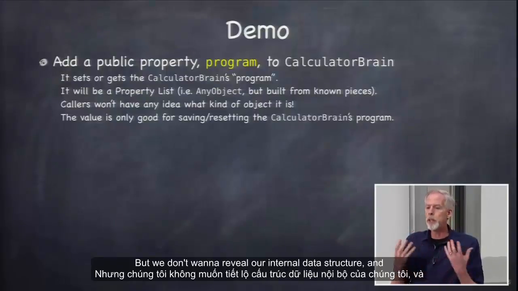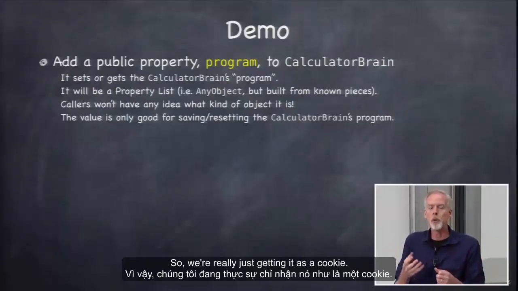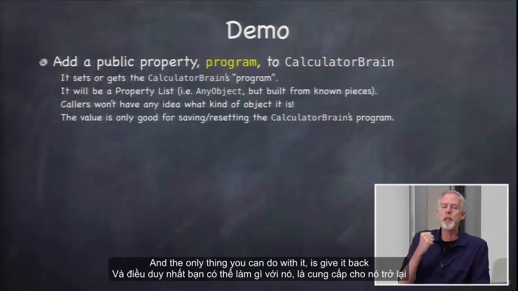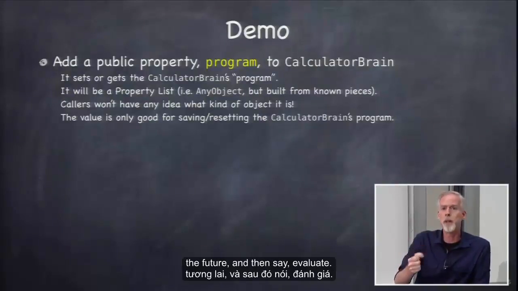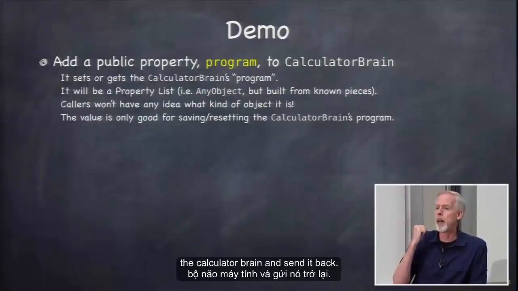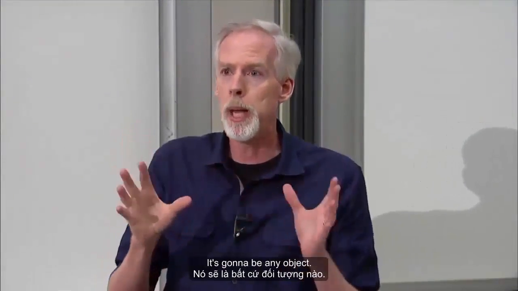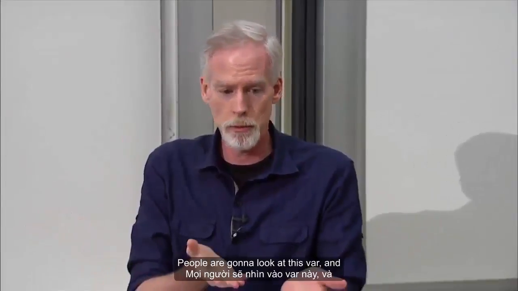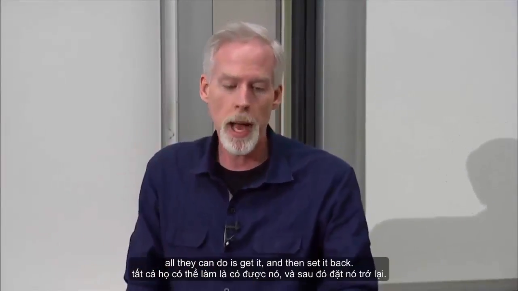But we don't want to reveal our internal data structure, and there's nothing anyone can do with that program. So we're really just getting it as a cookie, and the only thing you can do with it is give it back to the calculator brain or another calculator brain in the future and then say evaluate. Okay, so you see the value of having this? It's basically getting the program out of the calculator brain and setting it back. But we're going to return it as a property list. It's going to be AnyObject. People are going to look at this var, and it's going to be of type AnyObject, and all they can do is get it and then set it back.